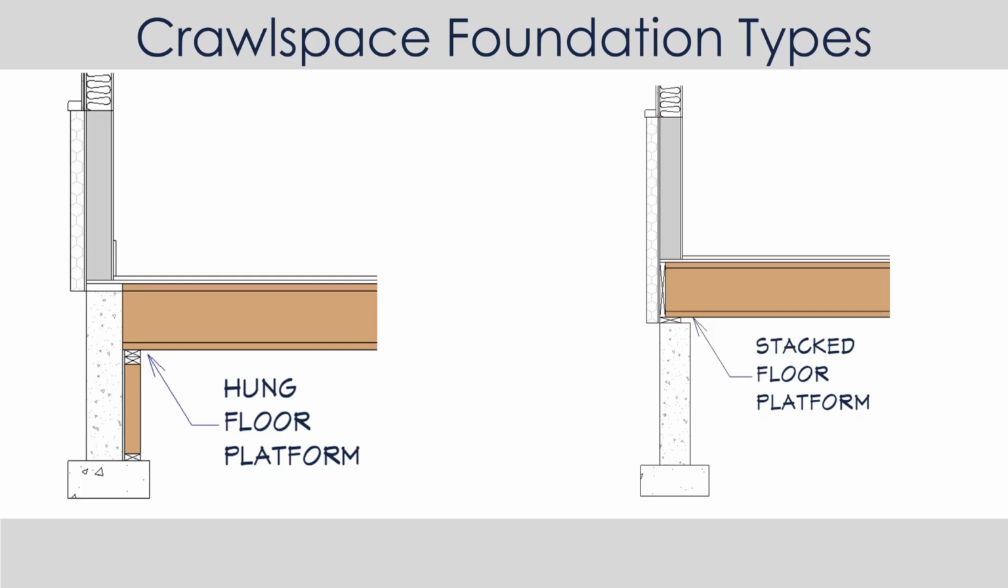A benefit to a hung floor platform is to minimize steps in and out of the house. The second is a stacked floor platform that rests on top of the foundation walls. Stacked floor platforms can be easier and more economical.